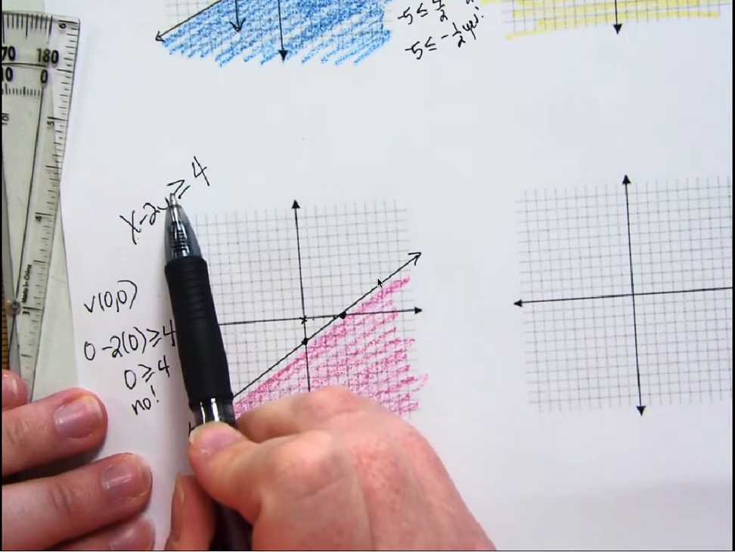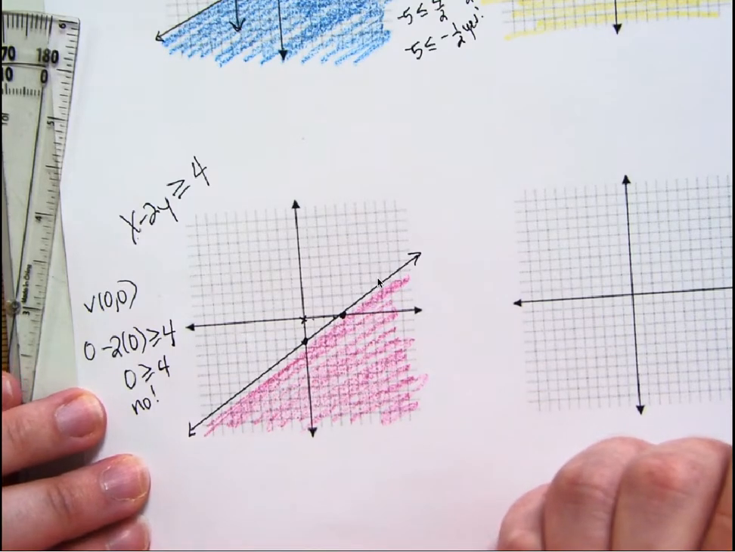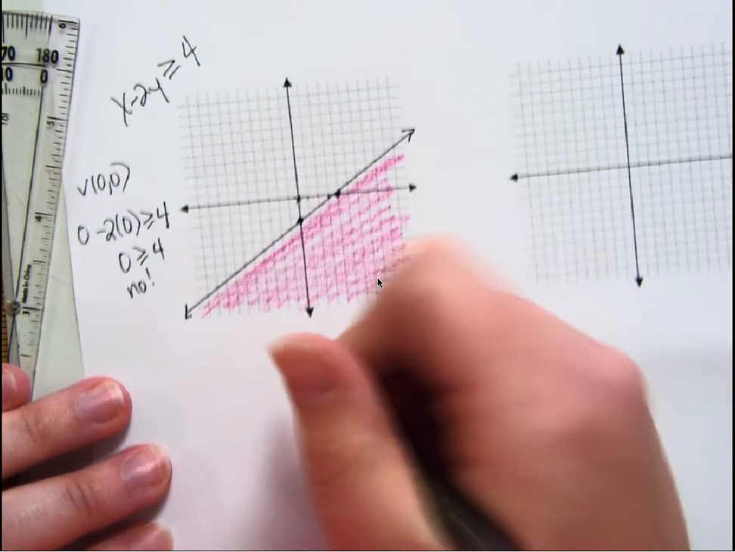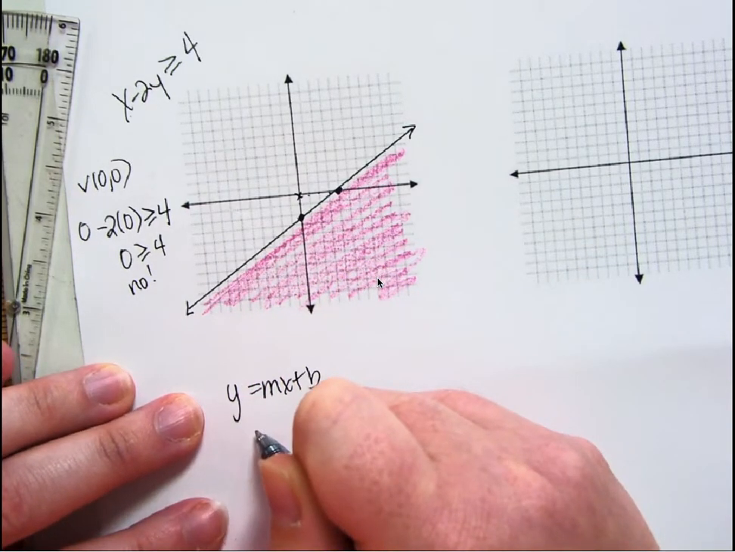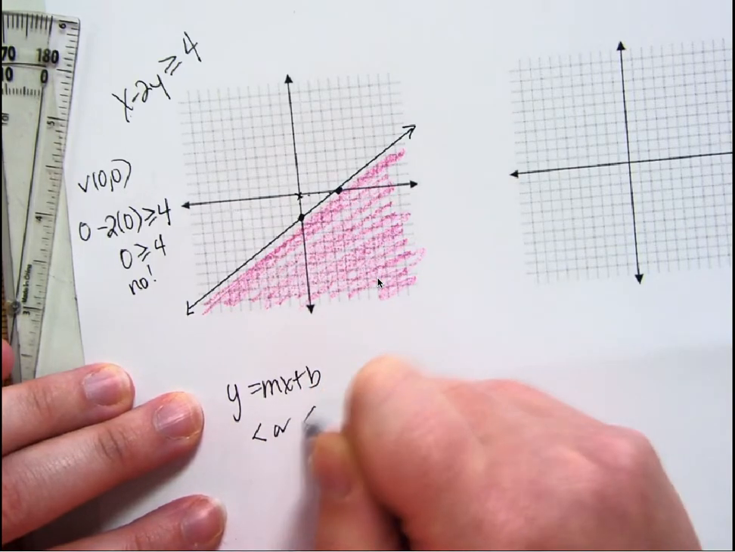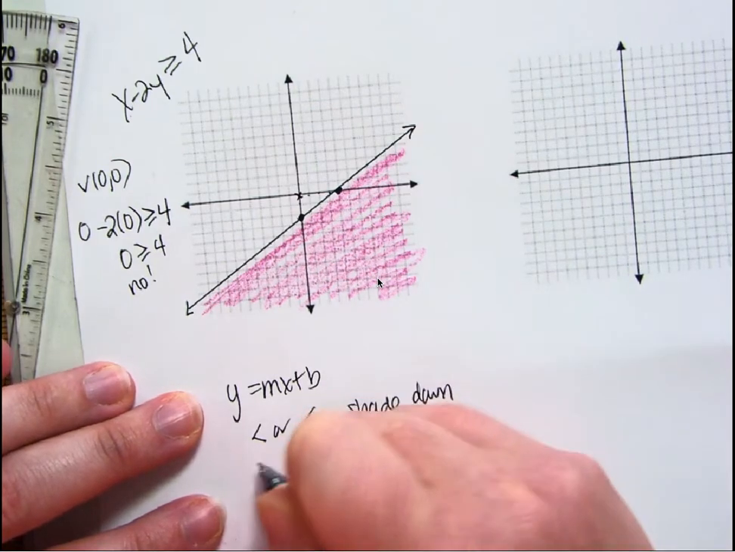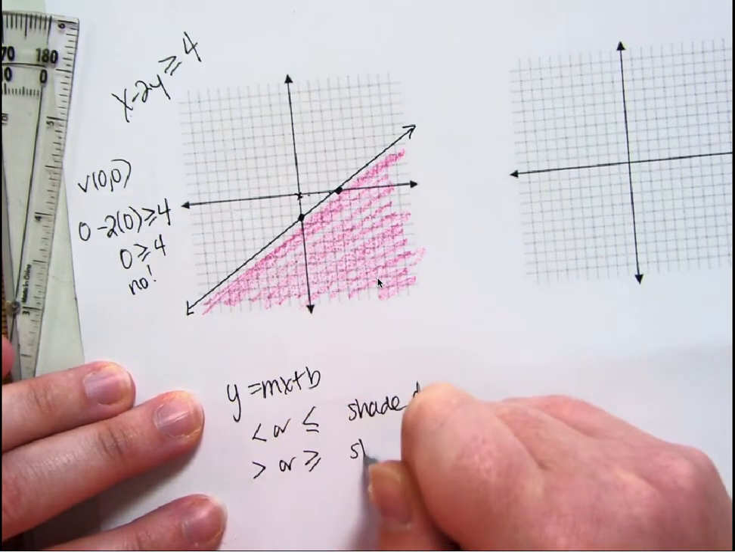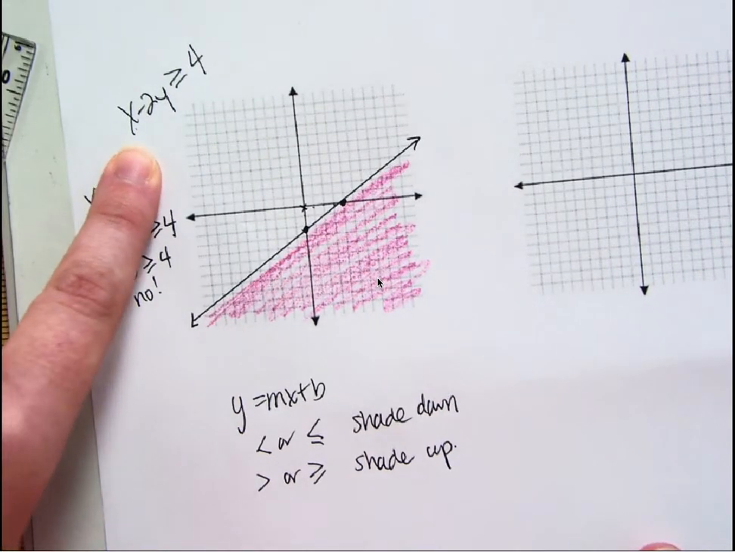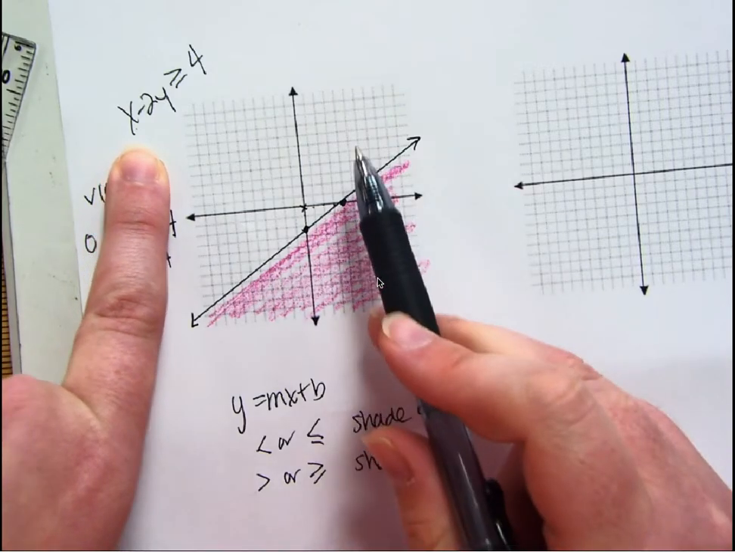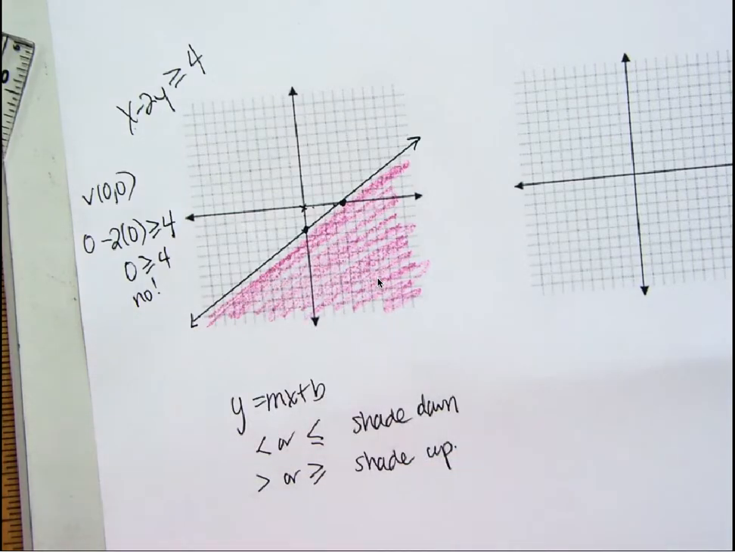So the question, greater than, do we always shade up, and less than, do we always shade down? Not necessarily. That's really only true if it's in the form of y equals mx plus b. In that case, you can say less than or equal to, you shade down, and greater than or equal to, you shade up. But you have to be careful, especially if it's in standard form, that may not be the case of shading up or down. So it's really important that you're actually testing an ordered pair.